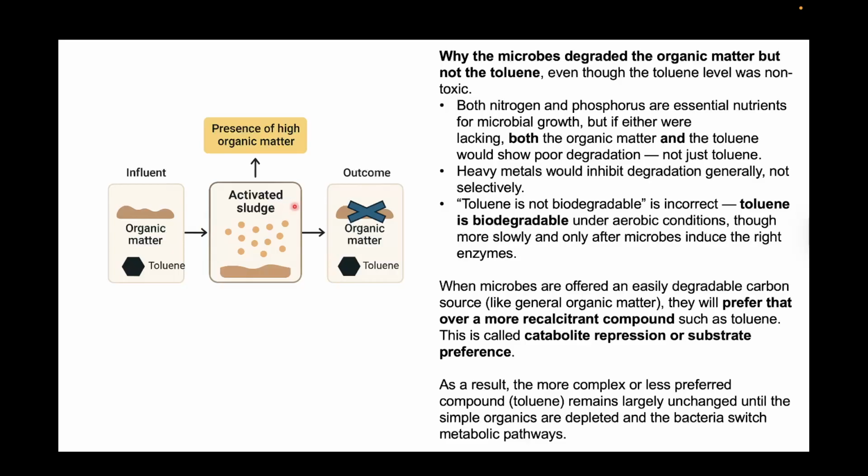So in the activated sludge, if we have a mixture of organic matter and toluene, because of the presence of high organic matter, the first outcome would be degradation of organic matter, but the toluene levels will remain the same. So this is what was happening in the question. I hope we have all cleared our concepts and understood this.